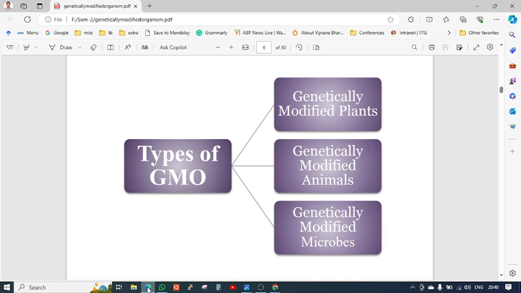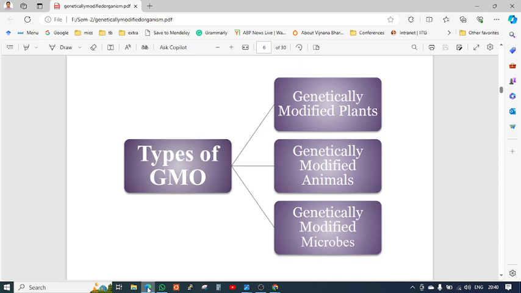Genetically modified animals: all who eat fish and meat, being non-vegetarian, all these poultry, chicken, and fishes are nowadays commercially genetically modified. In order to increase food production or meat production, we modify these organisms in order to meet the demands, mostly energy demands.